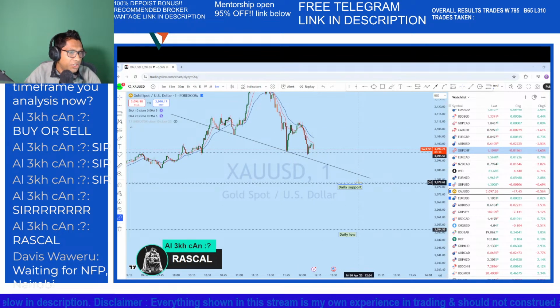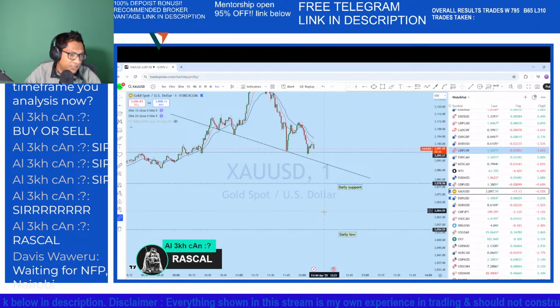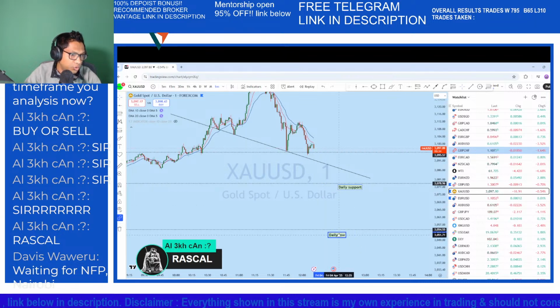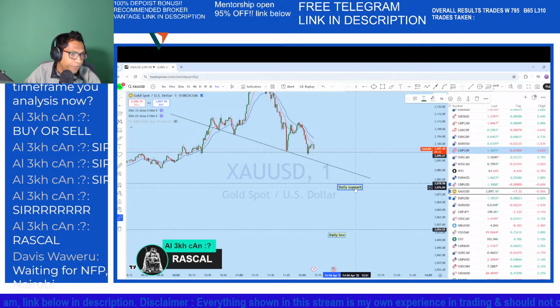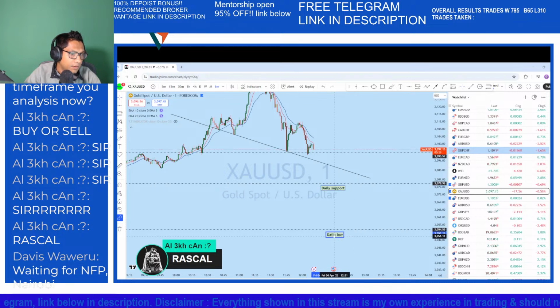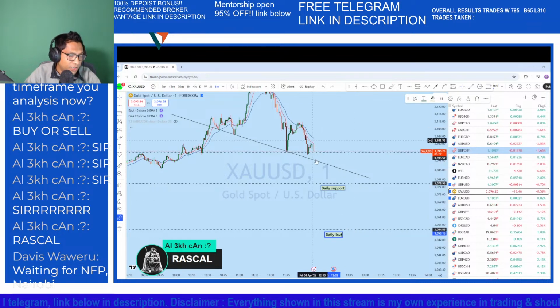With the doji formation, we could see the market possibly trending to that low. Daily support, daily low, expecting it to break below in that direction.